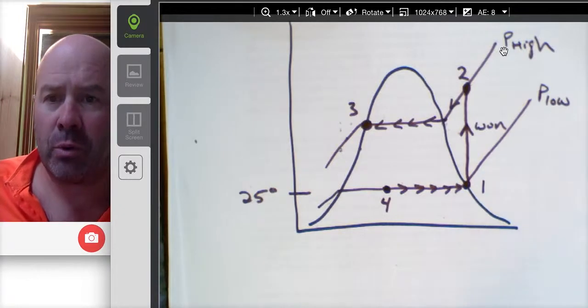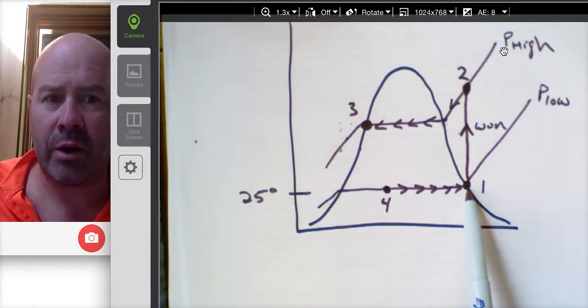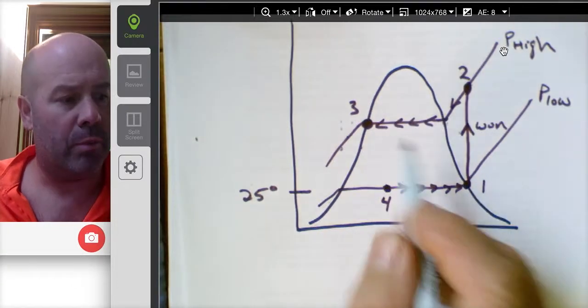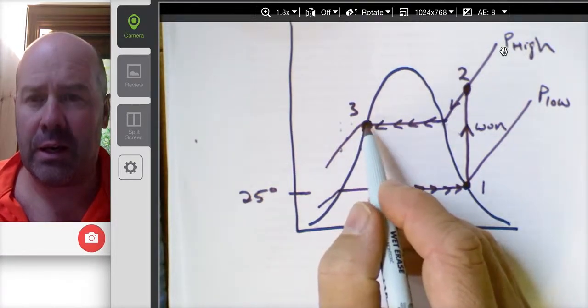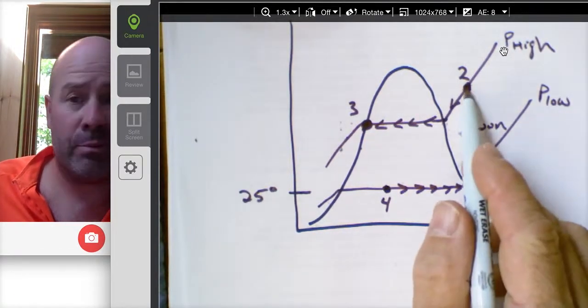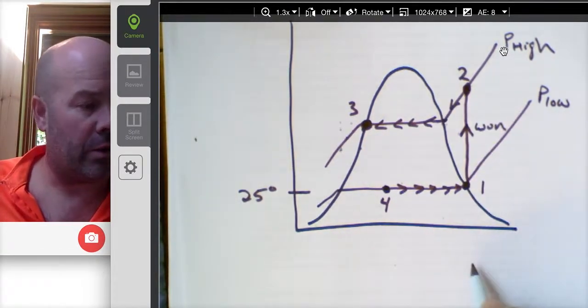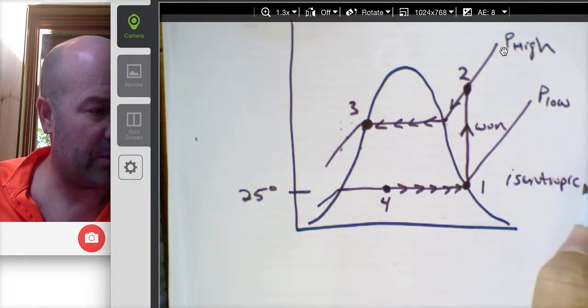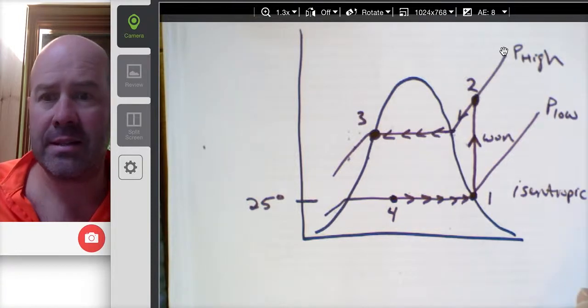So there are two special points here. One is that point 1 is on the vapor dome as a saturated vapor, and point 3 is on the vapor dome as a saturated liquid. Point 2 is right above point 1. We call that an isentropic process. That means entropy stayed the same.